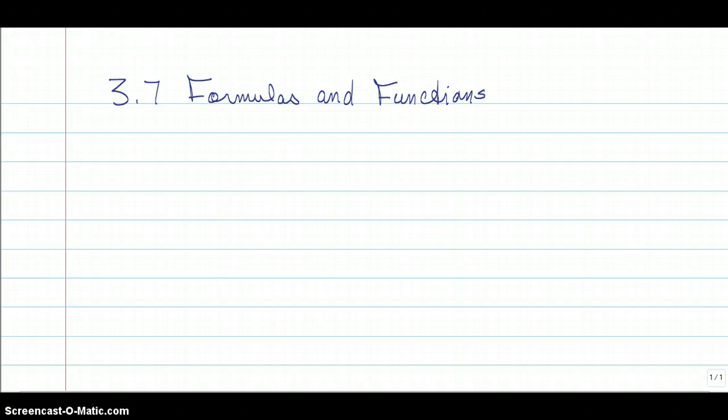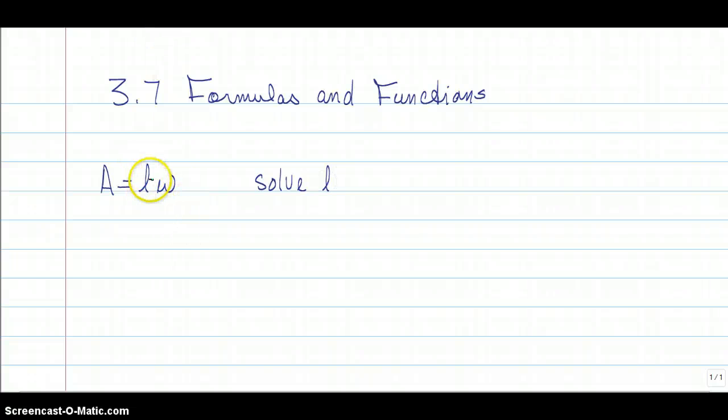Hey, this is section 3.7, formulas and functions. So what we're going to do today is rewrite equations. We're going to solve for different variables. For the first one, we're going to start out with A is equal to L times W, and they want us to write this in terms of L, or really what they're saying is just solve for L.